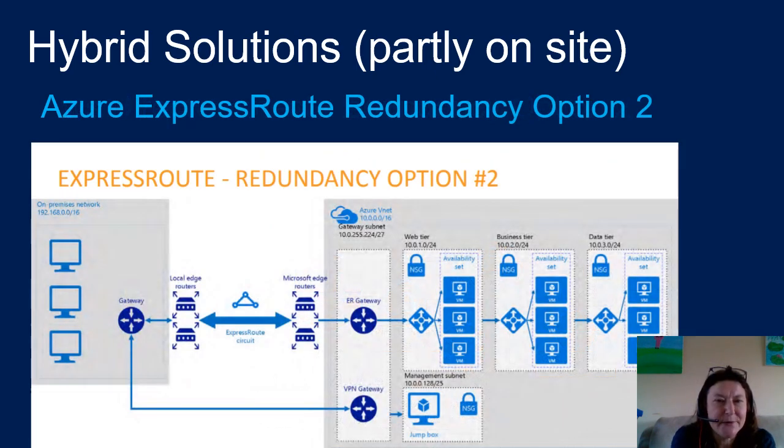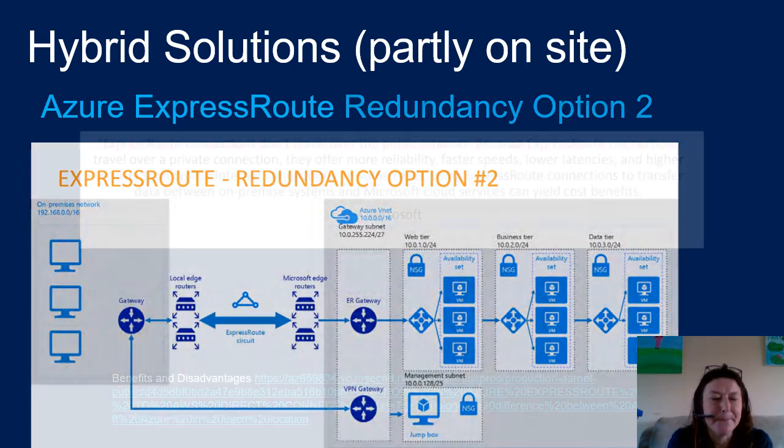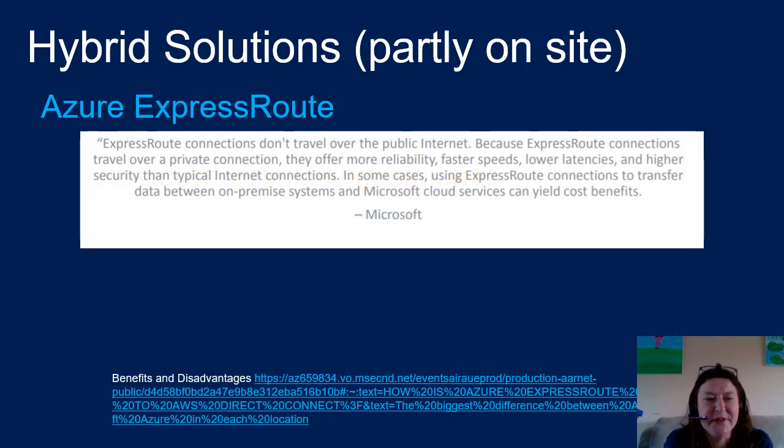Here is a typical redundancy option for ExpressRoute, where you don't have two ExpressRoute circuits. Instead, you have a VPN gateway and a VPN going directly into the Azure environment. So very similar really to the Direct Connect VPN backup.